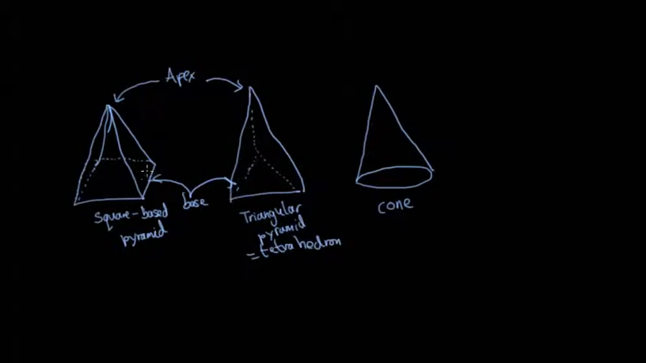Now you've got the base, which on the square-based pyramid is a square, and on the triangular pyramid is a triangle, and you've got lines that radiate up from the corners of the base and they meet at a peak, and we call that peak the apex. Now you can make a pyramid with a base from any polygon in theory, but these are the two most common. And we can think of a cone as a special example of a pyramid with a circular base.